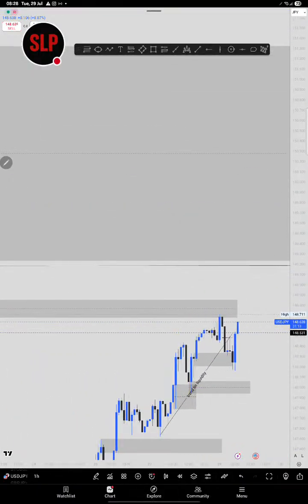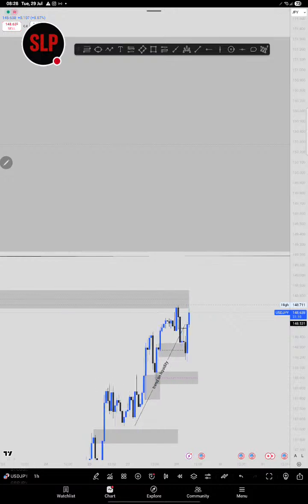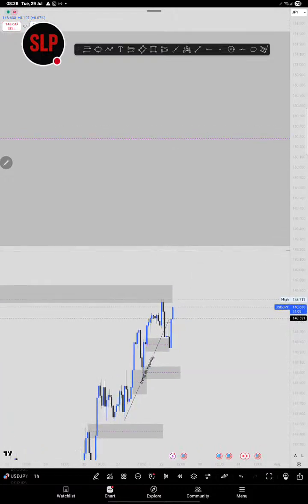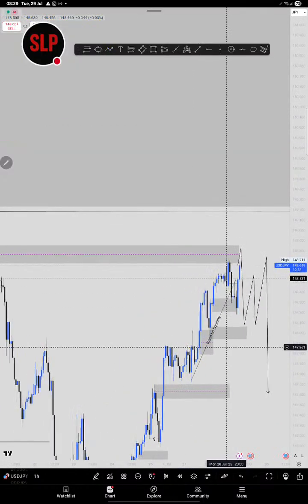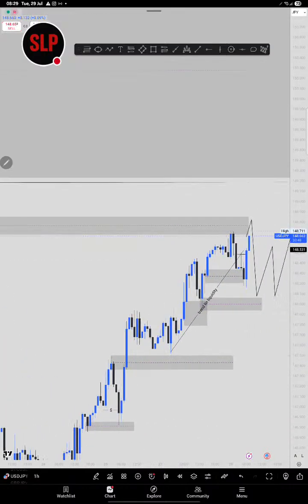I see a valid POI from here. Maybe this stuff here sweeps it, comes back down, gives liquidity or gives equals, and comes and taps it. I'll write this sell down. I don't want to just jump into it, for obvious reasons.